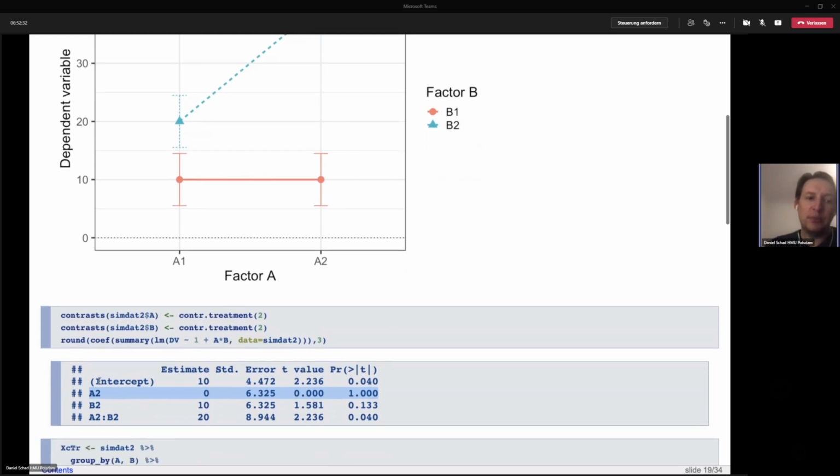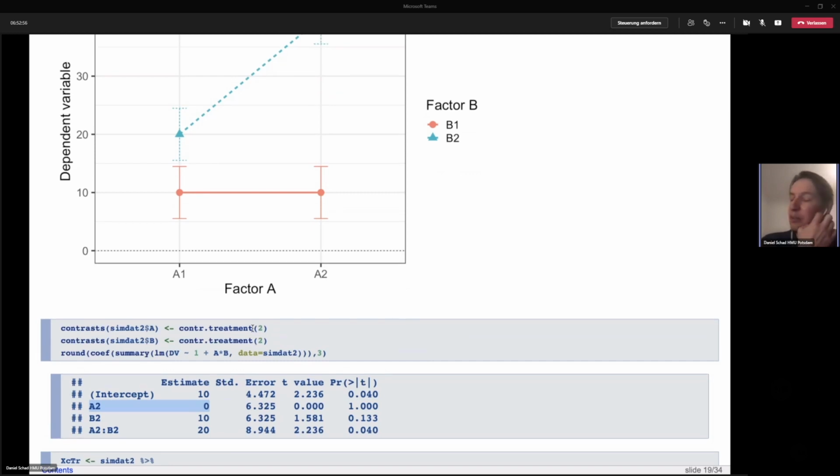Why that? If we want to understand what A tests, we have to know how B is coded. B is coded as a treatment contrast. So A tests the effect in the baseline level of B. The baseline level of B is B1, so A tests this effect, the nested effect. And this is 0, just as it's written here. Okay, so this is important to know.